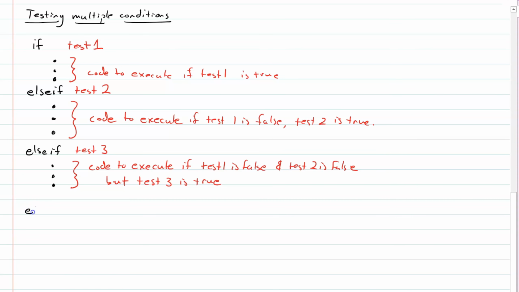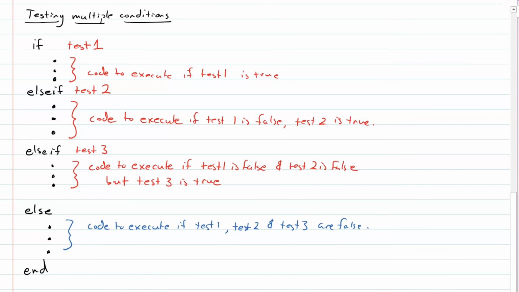Then I can add here else. So without the if. Else means it's like a catch-all. That means that if all of the above things are false, I will do this. So this is code to execute if test 1, test 2, and test 3 are all false. And then I will end this whole thing with the command end. So this is all a bunch of tests, right? And depending on the results of each test, you may have different branches to your code.